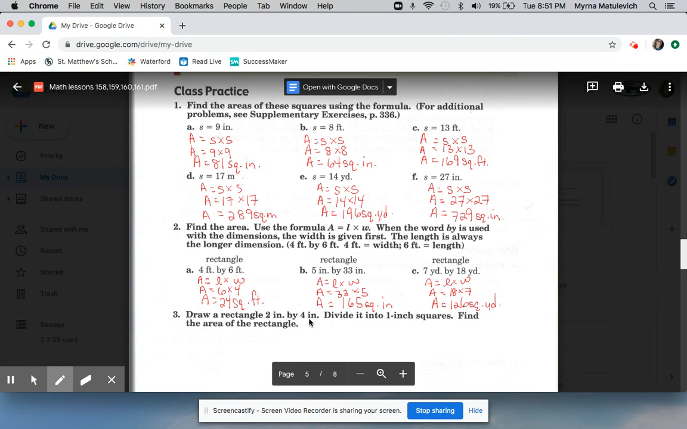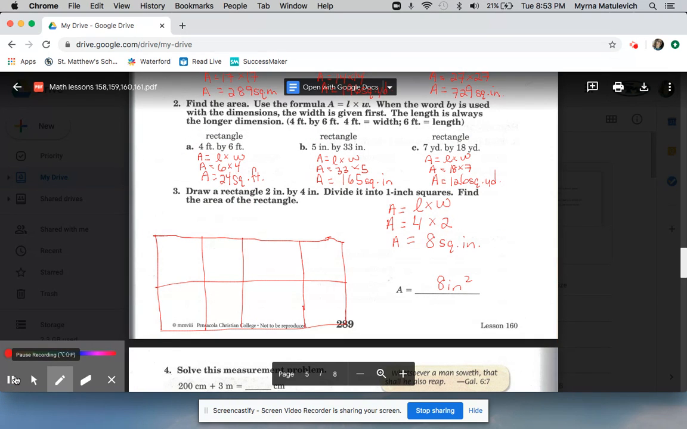Remember your steps. Draw a rectangle 2 inches by 4 inches. Divide it into 1-inch squares. Find the area of the rectangle. So I can't use a ruler really on the drawing pad and then have it translate correctly on the document, but that's the best I could do. So area equals length times width. Area equals 4 times 2. Area equals 8 square inches, or you could have written it 8 inches squared.